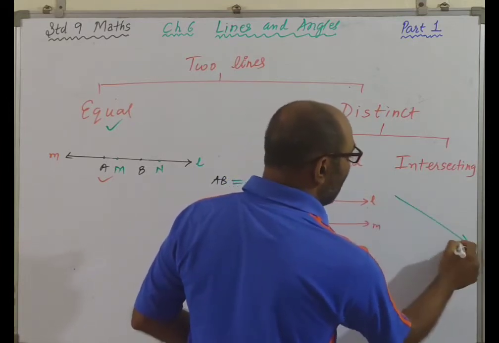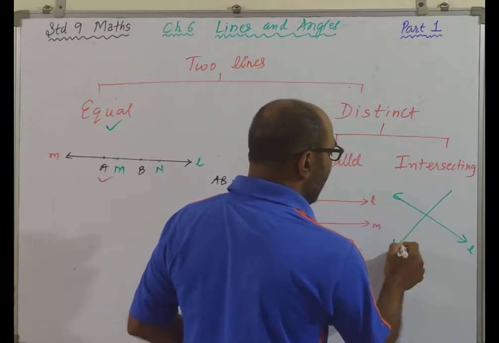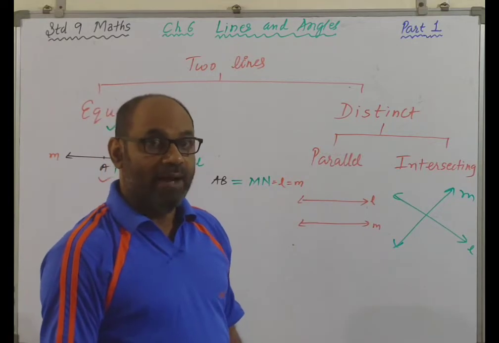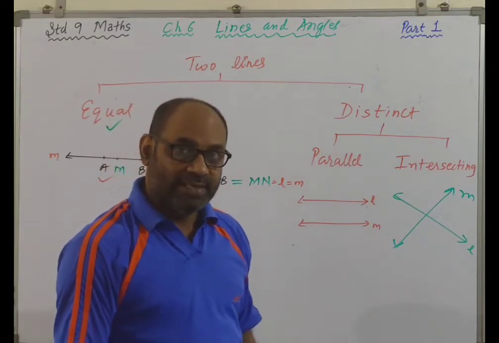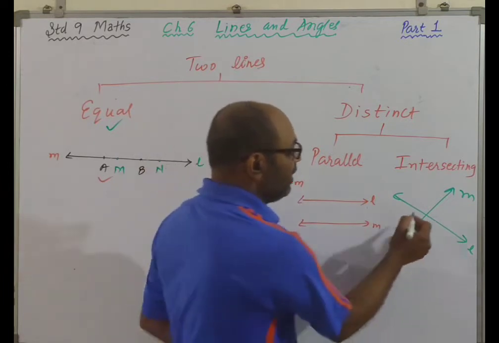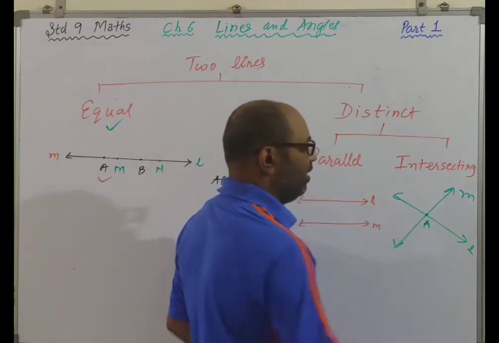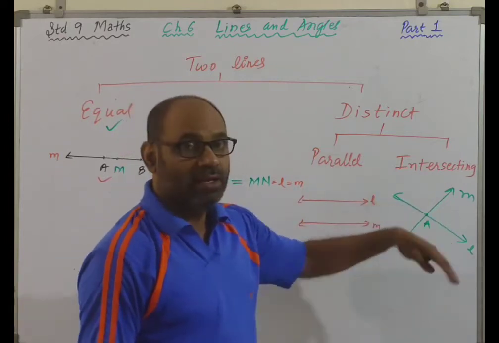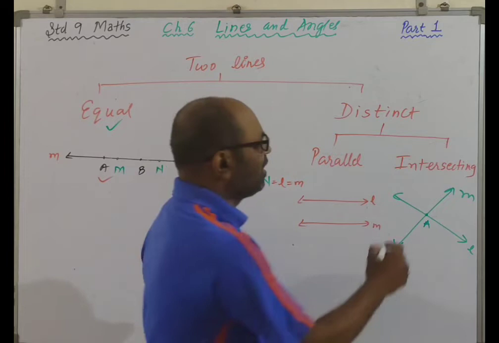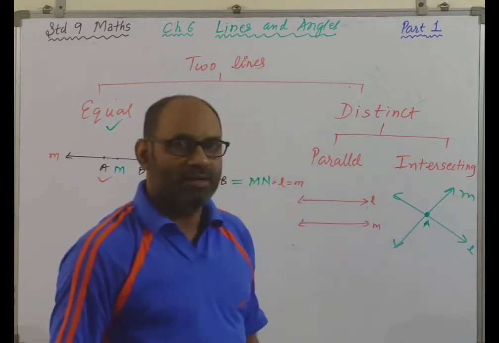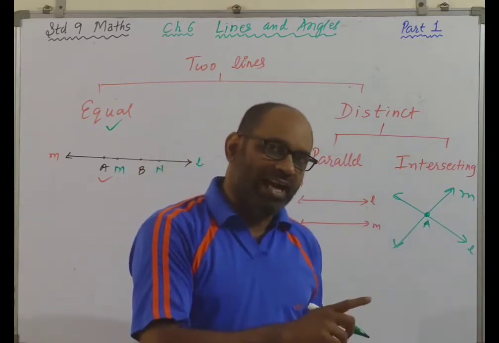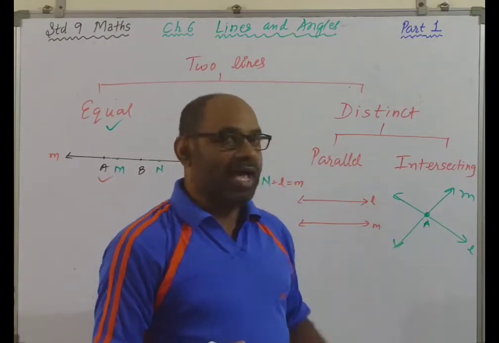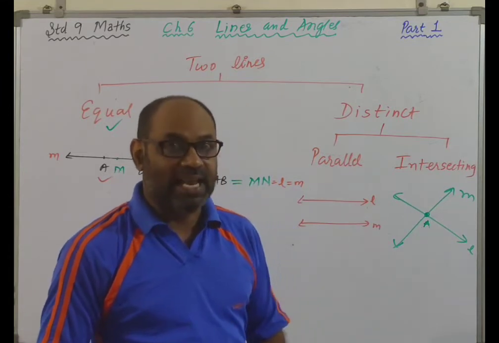These two, line L and line M, are intersecting lines. Correct? They intersect each other at this point A. They are distinct lines. Dono alag hai, except one point A is common. Point A is on both the lines. The rest of the points are different. They are not common. So here, L and M are called distinct lines.